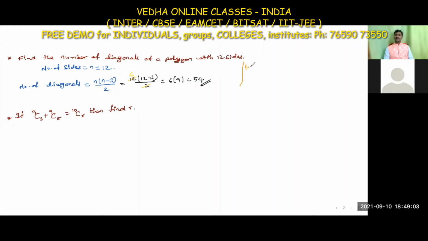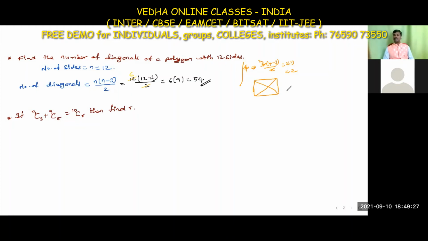For 4 sides, if we take n equal to 4, what is 4 into 4 minus 3 divided by 2? 2 twos are 4. So that means 2 into 4 minus 3 is 1, 2 ones are 2. So 2 diagonals. When we have 4 sides, how many diagonals are possible? 1 diagonal, 2 diagonals. 2.